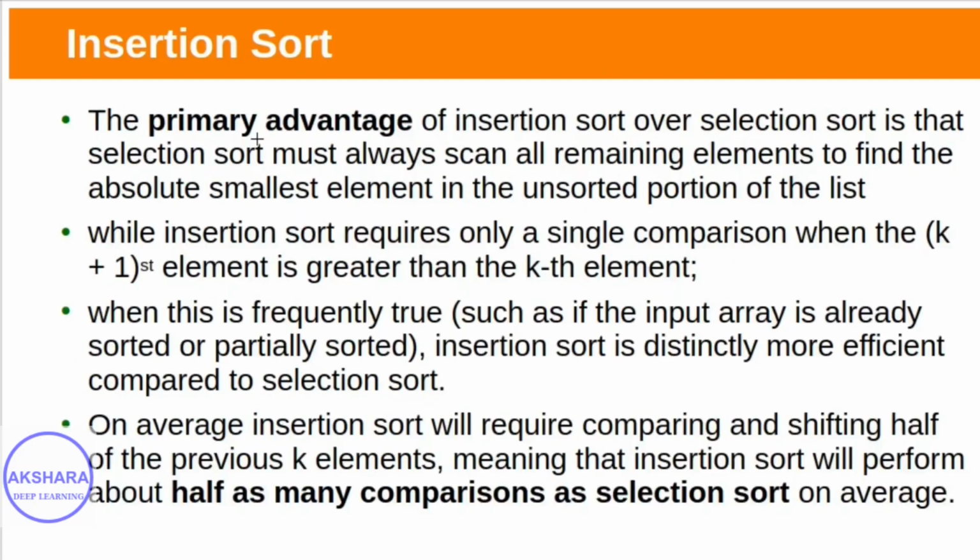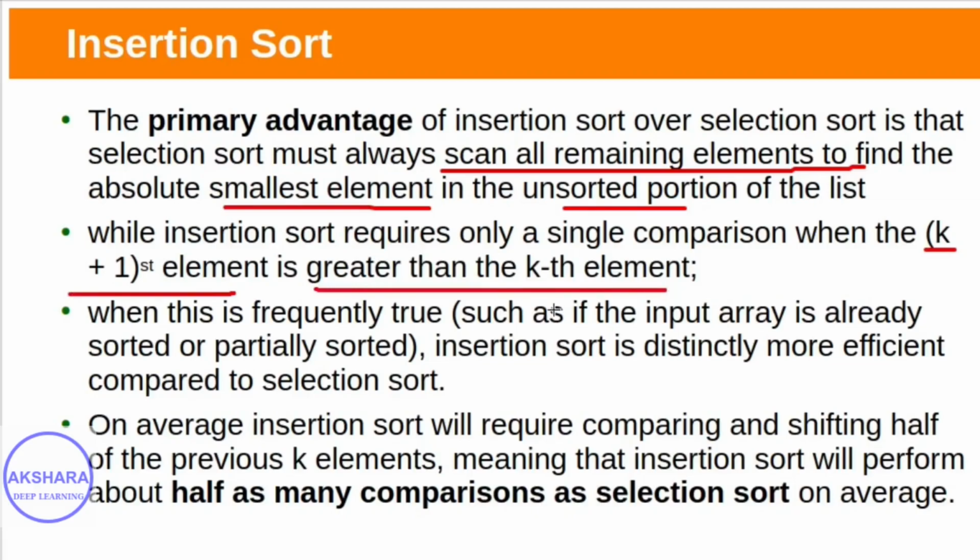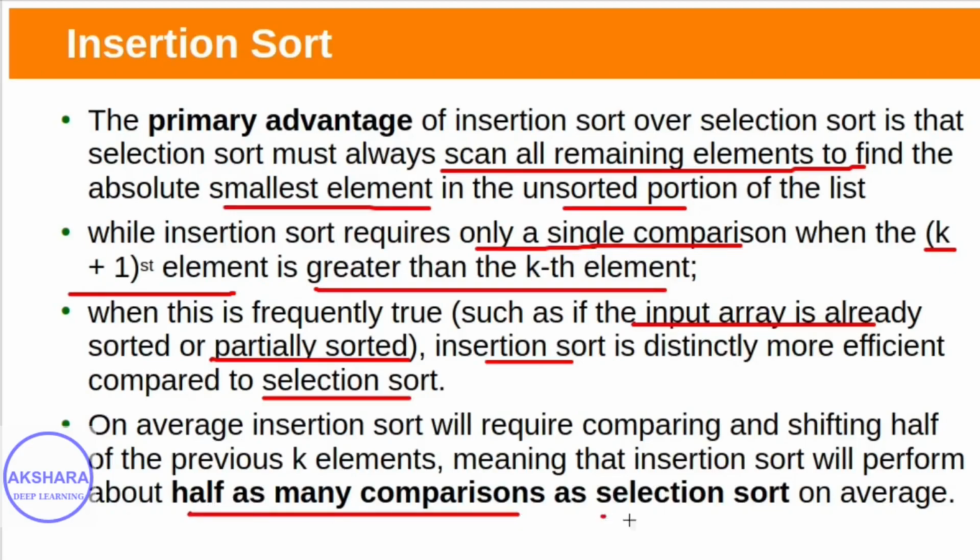The primary advantage of insertion sort over selection sort is that selection sort must always scan all remaining elements to find the smallest element within the unsorted sublist. But in insertion sort, if the k plus 1th element is greater than the k element, there is no need to compare with other elements. Only a single comparison is enough. Suppose the input array is partially sorted, insertion sort requires very few comparisons compared to selection sort. On average, insertion sort requires half as many comparisons as selection sort.